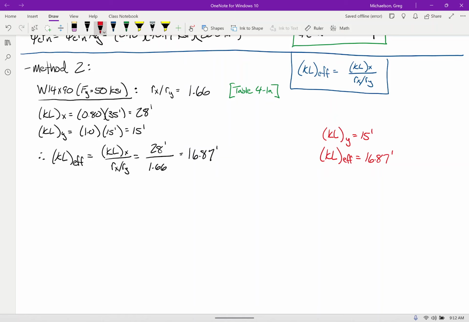And remember, what do I mean when I say governs? Like, remember, as slenderness increases, what happens to capacity? Decreases. So if I'm trying to analyze this column, what's the worst case scenario? The longer KL or the smaller KL? Longer. The longer, right? So which one's longer? Right here. So the strong axis governs.